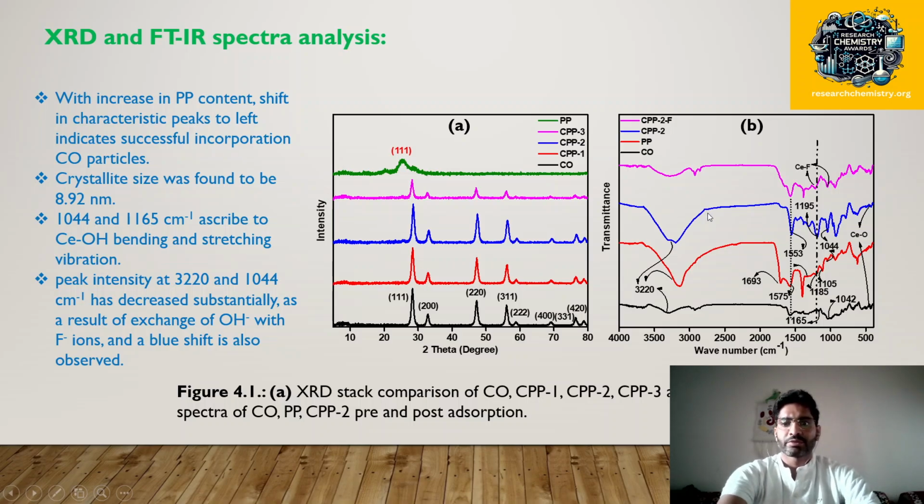Again, the FTIR spectra have been analyzed of ceria polypyrrole. Here we can observe the FTIR spectra of pure pristine ceria, this is the FTIR spectra of pristine polypyrrole, this is the FTIR spectra of CPP2, and this is of CPP2 after fluoride removal. So this is CPP2 before fluoride removal, and this is the spectra of CPP2 after fluoride removal. Here we can see that at 1041 and 1160 there are C-OH bending and stretching vibrations.